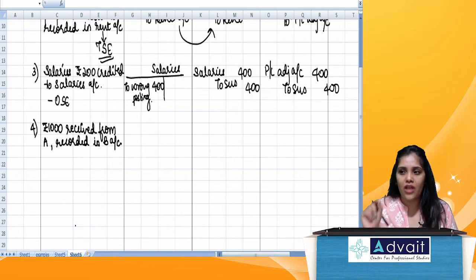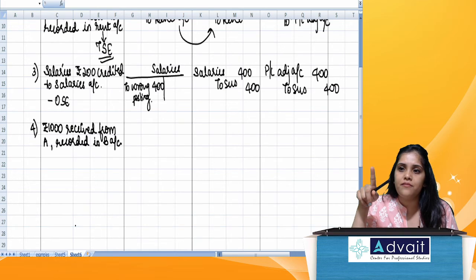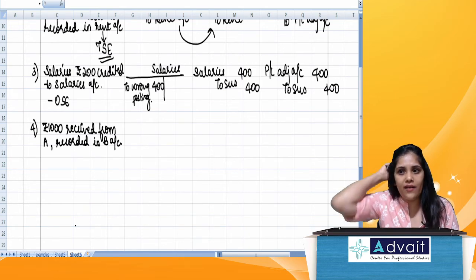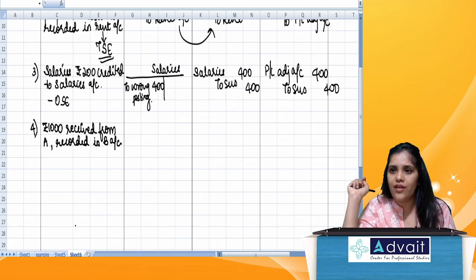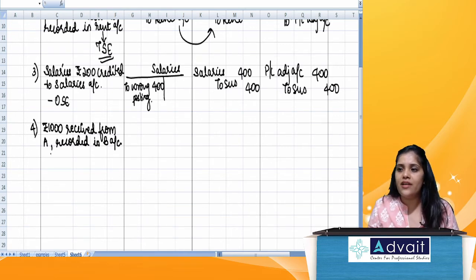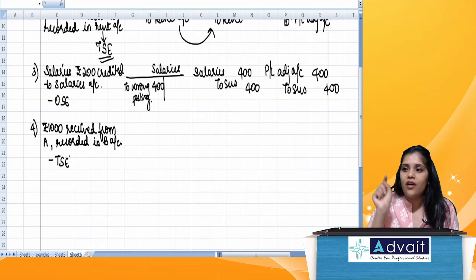You have received 1000 from A, but you wrote it in B account. First, what should you tell me? Two-sided or one-sided? Okay, two people have answered. Others? Very good. Fantastic. Ma'am, it is a two-sided error, because you have received from A but recorded in B. So it is a two-sided error.